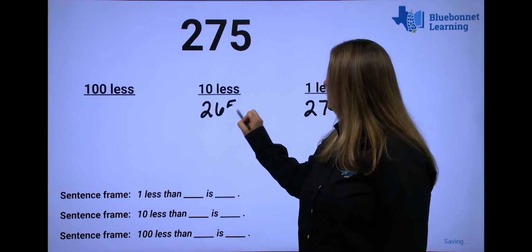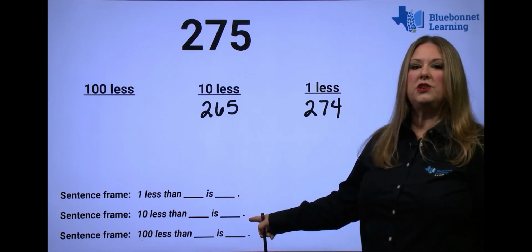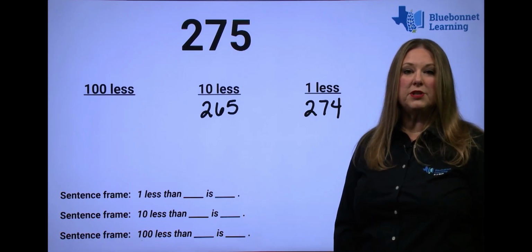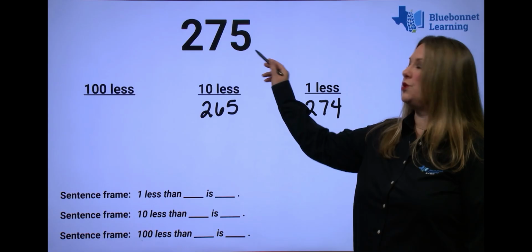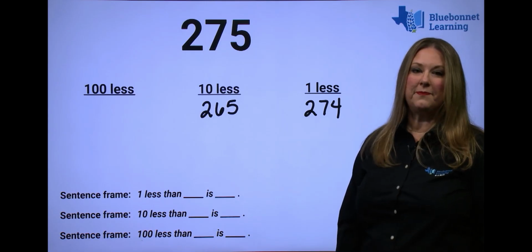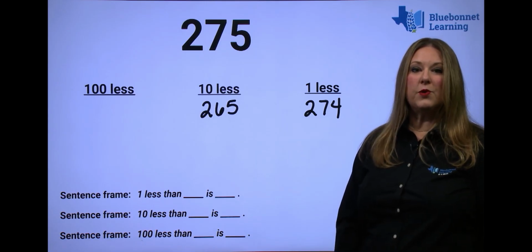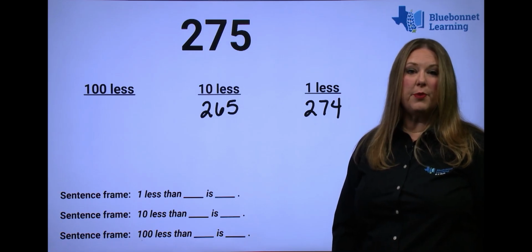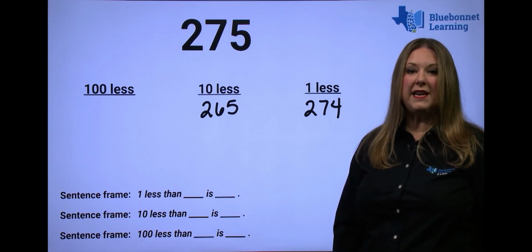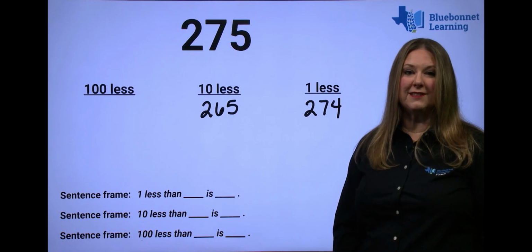Awesome, 265. Use this sentence frame and whisper to your partner the action that we just did. Awesome. Now make 275 again. Now we're going to do 100 less. Turn and talk to your partner. Which place value will change here?